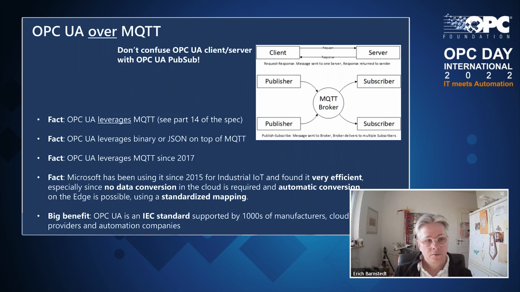So let's talk about OPC UA over MQTT, which is what everybody should be talking about. Again, don't confuse it with client server. It's a totally different technology with different communication patterns. Client server is request response. MQTT uses a broker and a bunch of publishers publishing to the broker and a bunch of subscribers reading from the broker. That is actually a fantastic technology for cloud communication, and that's why it's used there.